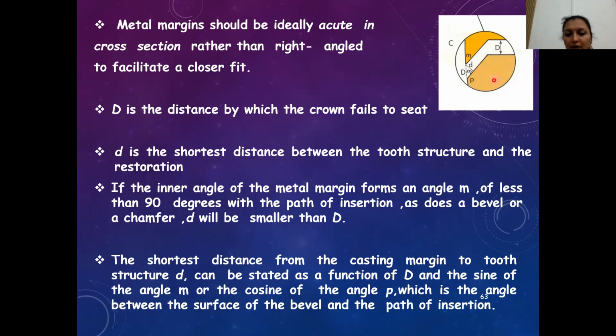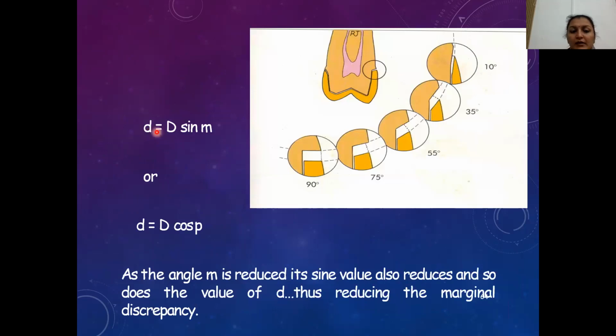Now, the shortest distance from the casting margin to the tooth structure, small d, can be stated as a function of capital D and the sine of the angle M, or the cosine of the angle P, which is the angle between the surface of the bevel and the path of insertion. So, d equals D sine M, or d equals D cos P. As the angle M is reduced, its sine value also reduces and so does the value of d, thus reducing the marginal discrepancy.